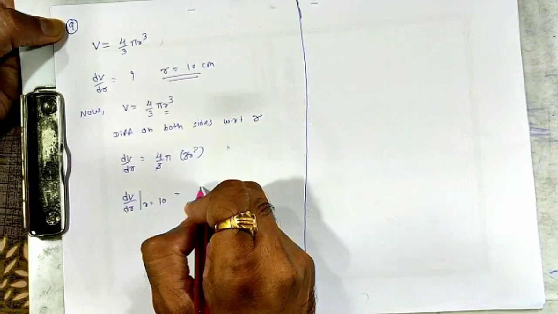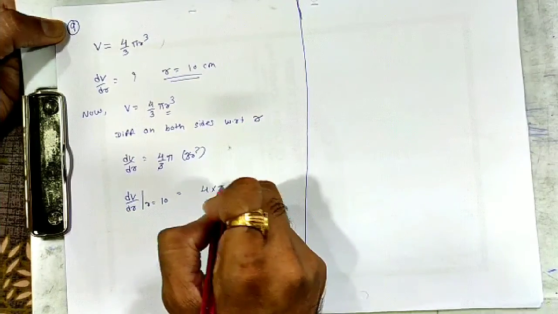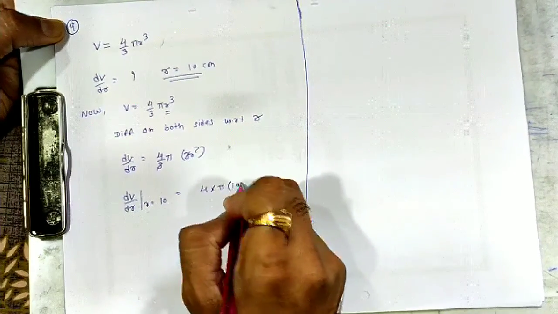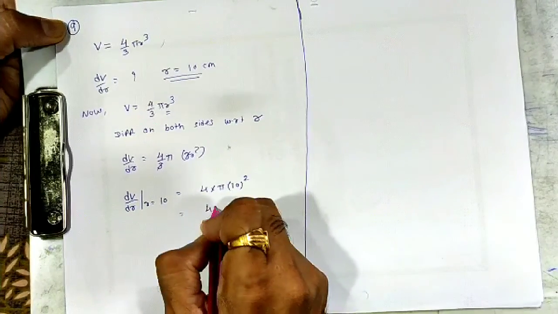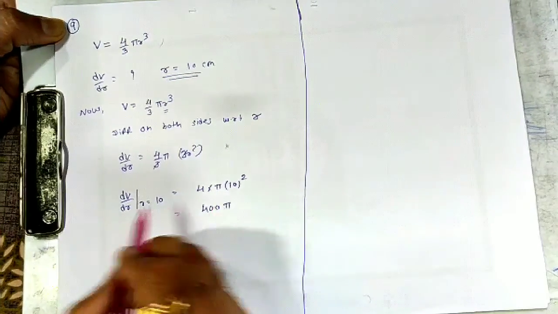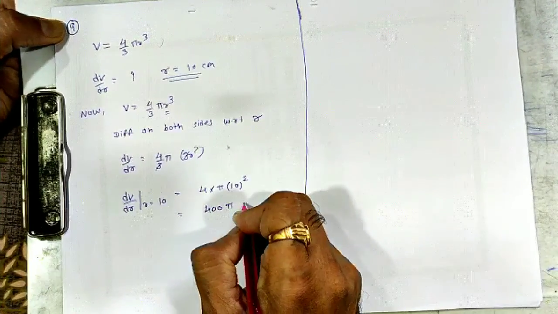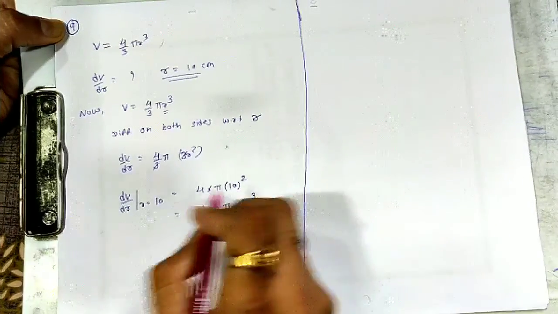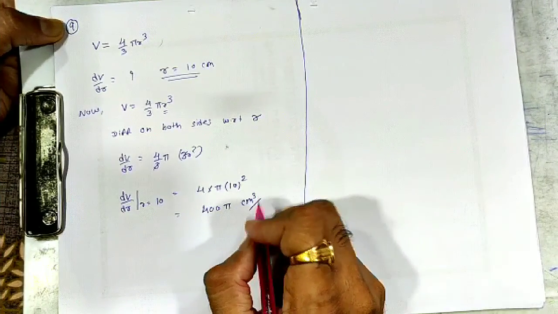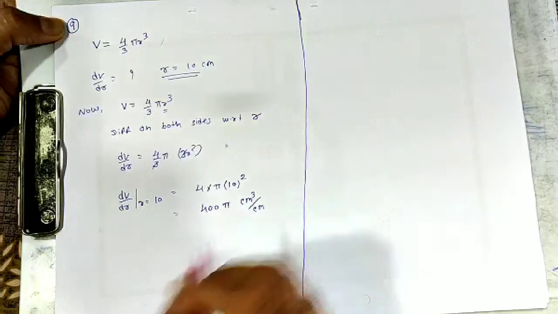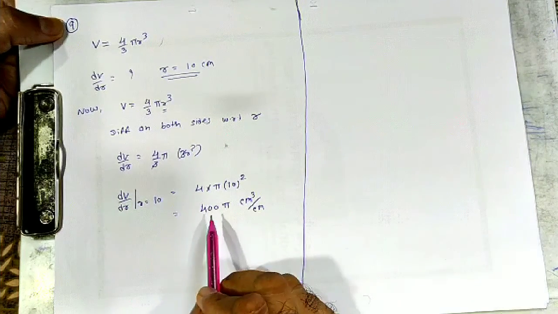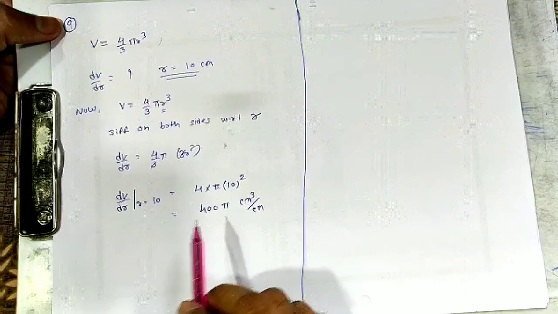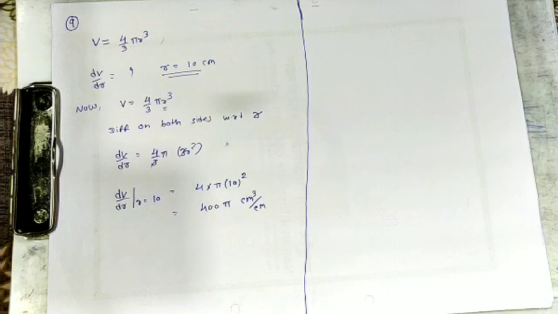According to our question, this is equal to 4 into pi into r square, with r equal to 10. So that is equal to 400 pi. Rate of change of volume is in centimeter cube per unit change in radius. Per unit 1 centimeter change in radius, the volume of the spherical balloon will change by 400 pi centimeter cube. Done? That is your question number 9.